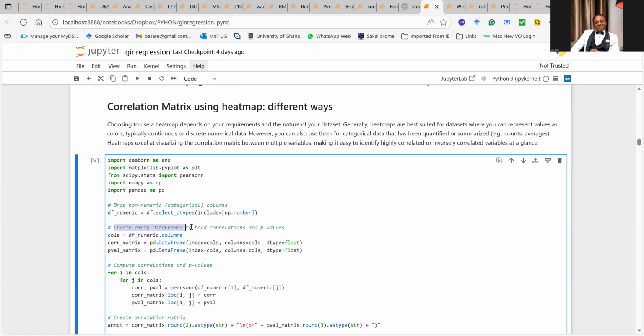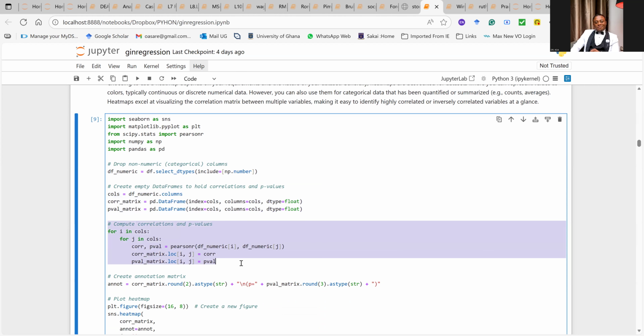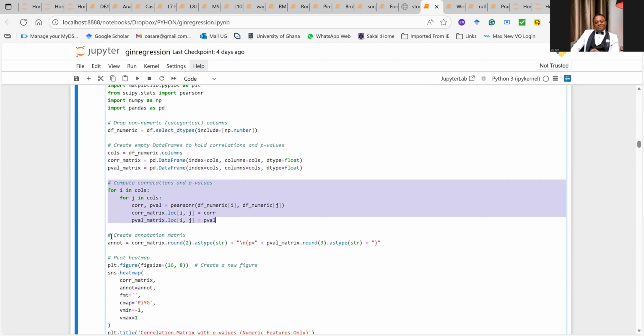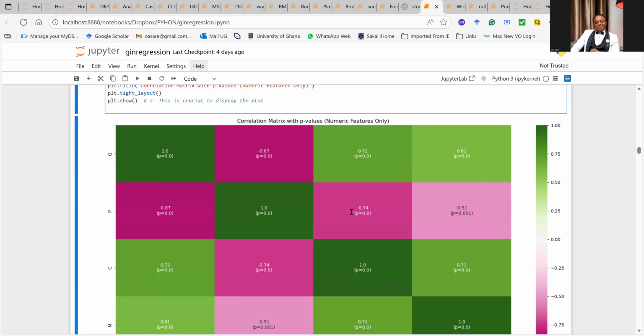Then we create an empty data frame to hold the correlation values. So these are the empty data frames. Then this next command will create the correlation matrix itself and then add the p-values in a box. This box is what is known as a heat map. So the final heat map is done this way. The last three things are simply to show you the title. This is the best heat map you can ever get. You can even put this in your long essay or thesis or journal paper.